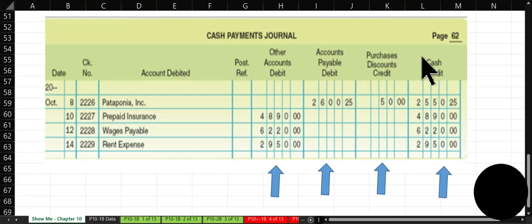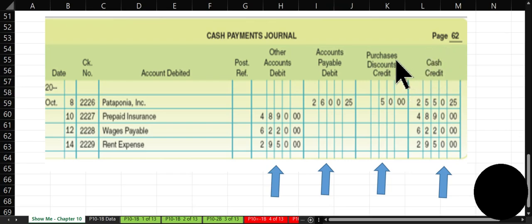A similar situation applies for the cash payments journal. Again, the specific titles will be different depending on how the company decides to monitor their cash payments, but what will be common in all situations is the cash credit column, because when you make a payment, that's a give, and so we would credit cash. And so the cash payments journal records all payments regardless of what it is that we are paying for. And so you can see here that they have a cash credit column.